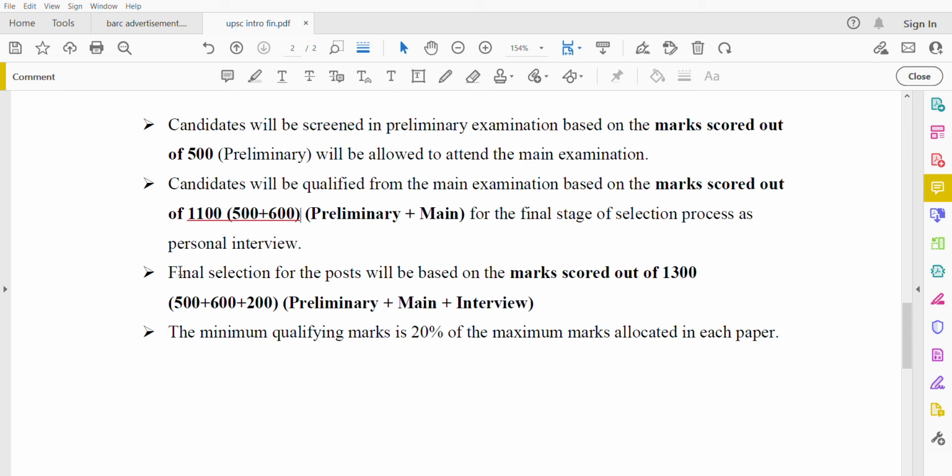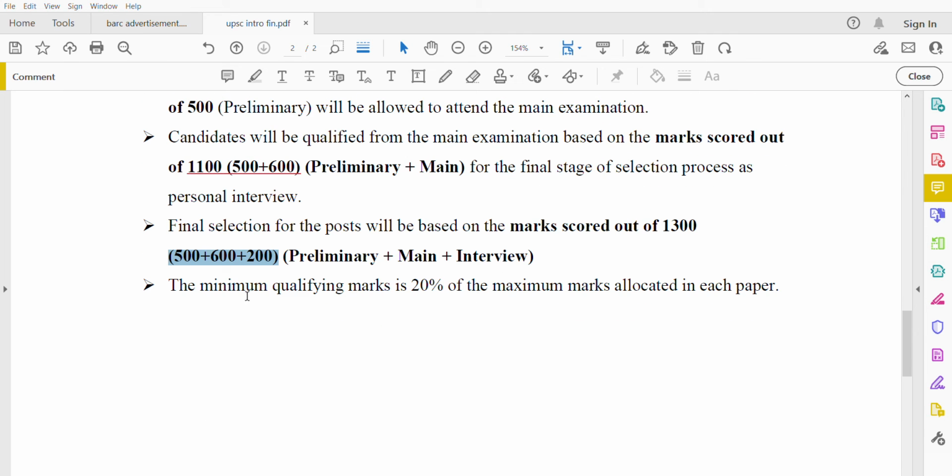And for the final selection, 3 marks have to be considered. That means preliminary examination 500, main examination 600, and personal interview 200. So 500 plus 600 plus 200, preliminary plus main plus interview. After this, they will select for the posts of engineers in the UPSC departments.